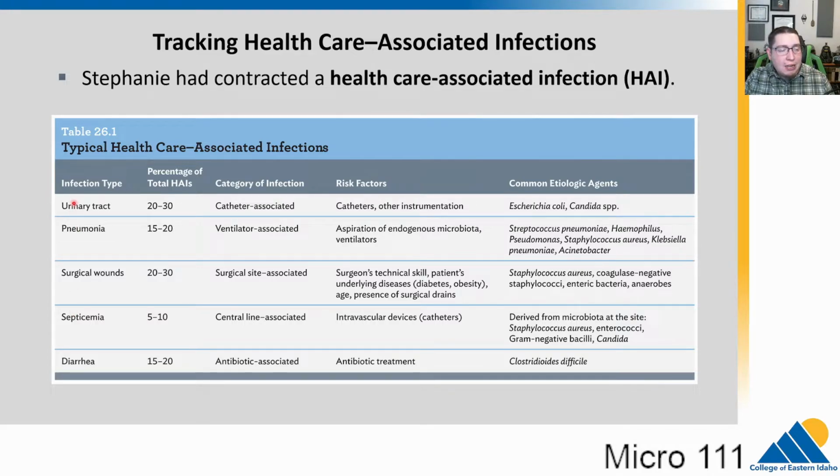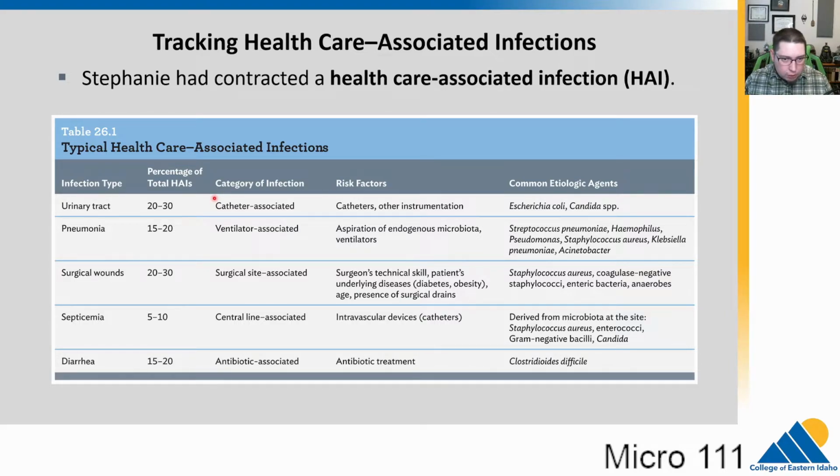So urinary tract infections, about 20 to 30% of healthcare-associated infections are urinary tract, and they're often caused by catheter-associated issues. So remember, we talked about catheters. You have to have sterile technique going in, and it can move things from the urethra into the bladder. But also, we talked a lot about biofilm formation on catheters. That can take a relatively minor infection and make it difficult to treat, causing it to be much more major. We often see Escherichia coli, so E. coli, and Candida, which are a type of yeast infections occurring in those.